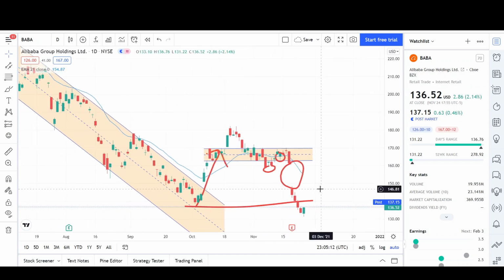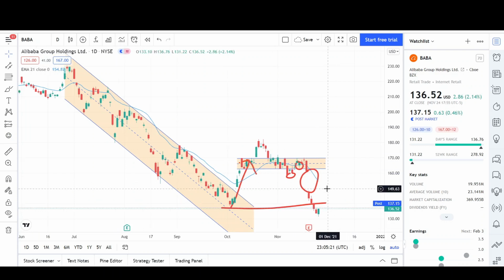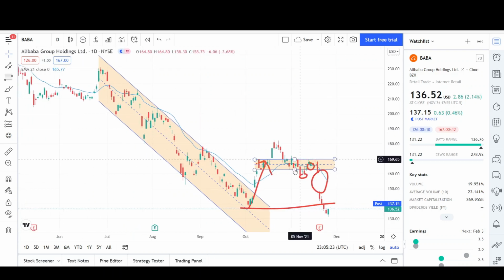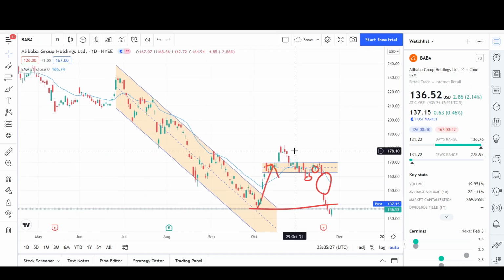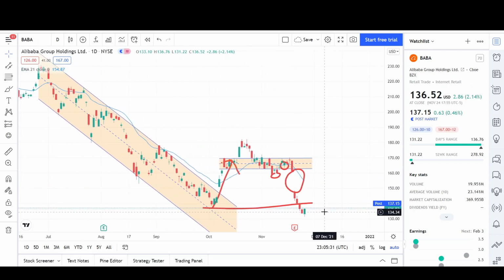So there are still probably a lot of buy orders that have to be hit before this market can reverse, and then it's going to reverse and start hitting all the sell stops for all these shorts, all these short sellers. They're going to start getting squeezed out once the market reverses. So this looks like a good sign for BABA.